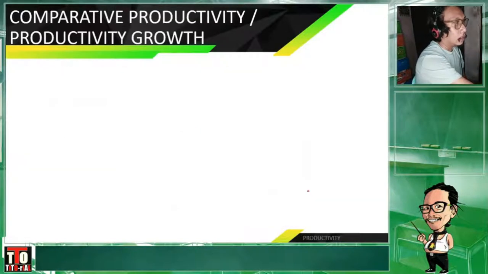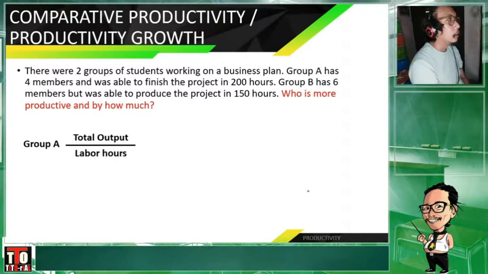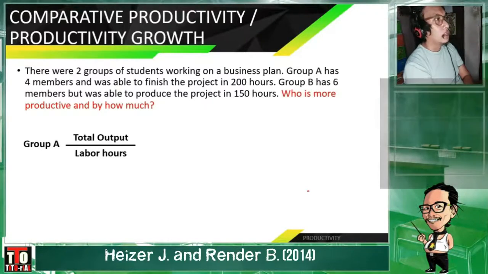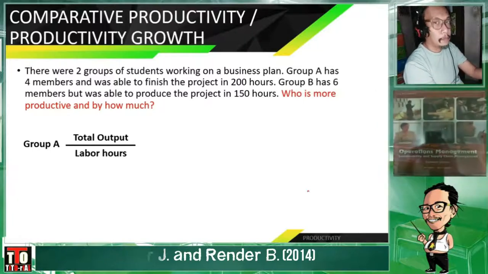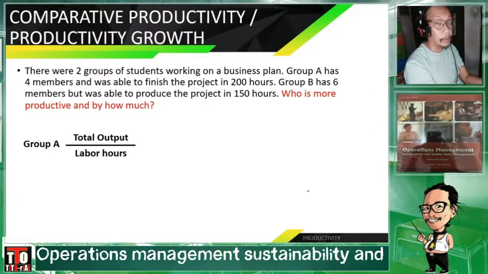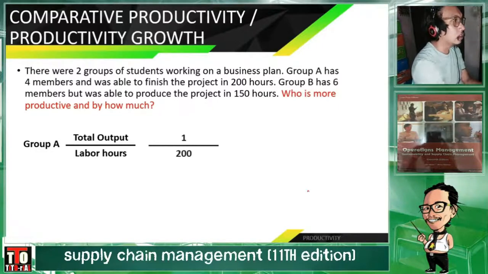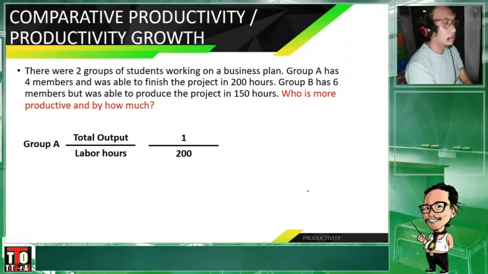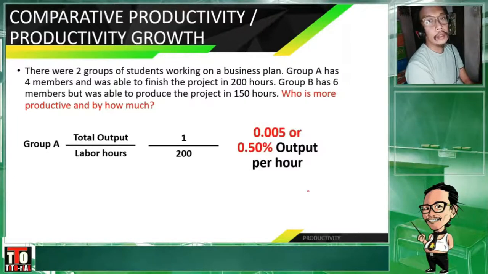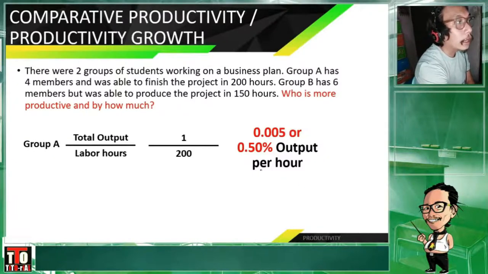Now, another example. Okay. The same group of students. Now, let's try to look at the hours spent in finishing the business plan. So, Group A consumed 200 hours in the business plan. Okay? So, 1 over 200 is 0.005 or 0.5%. That is not 50%, guys. Notice that it is 0.5%.